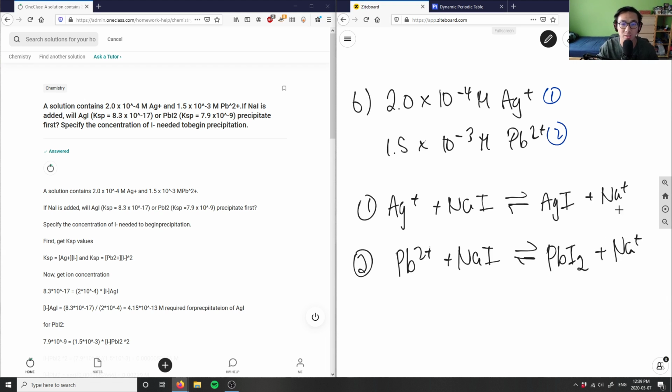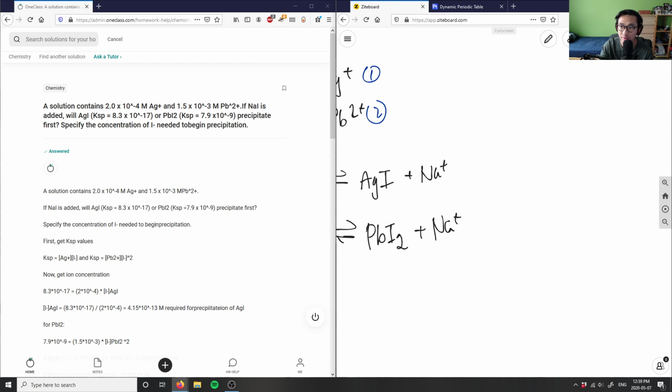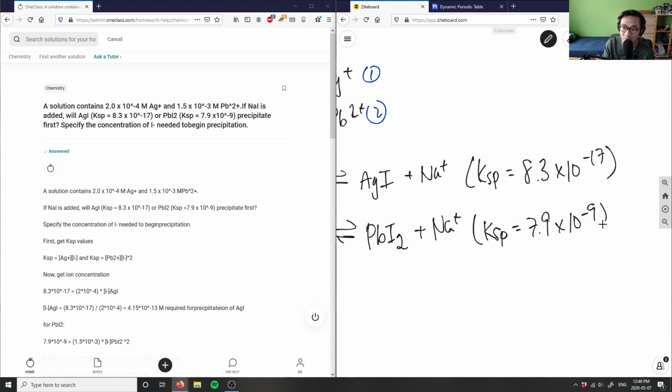So again, we have our 2 reactions here, and we have a solution and our KSPs here, right? The KSP for silver iodide would be 8.3 times 10 to the negative 17, and the KSP for lead iodide is 7.9 times 10 to the negative 9. So the question is asking which one will precipitate first, right?